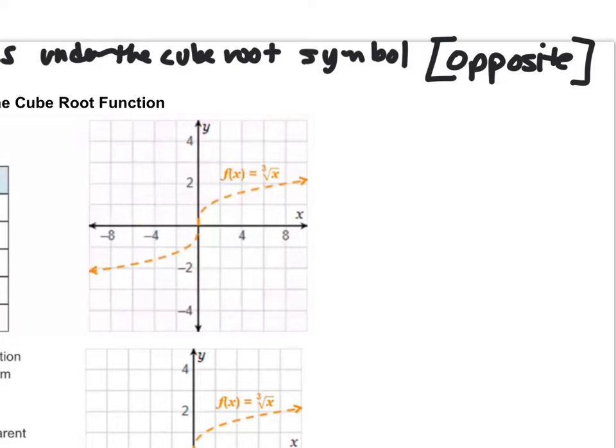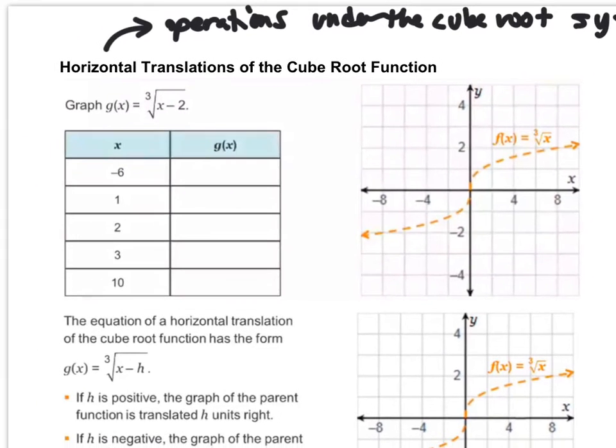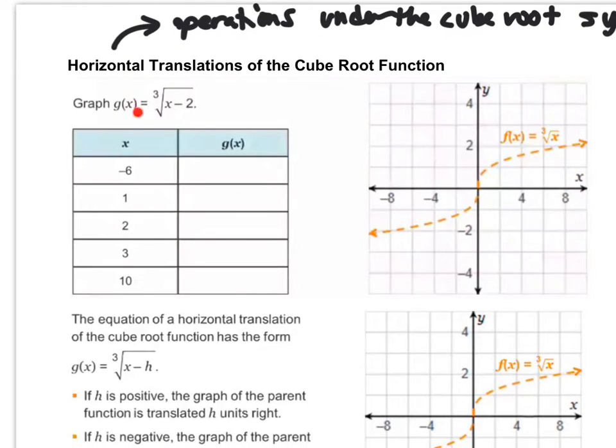All right, so if I look at this and I see a cube root function, g of x is equal to the cube root of x minus 2, because I have the -2 underneath my cube root symbol, then really what that's going to do, and let me do this, the -2 means we're going to move 2 units right.